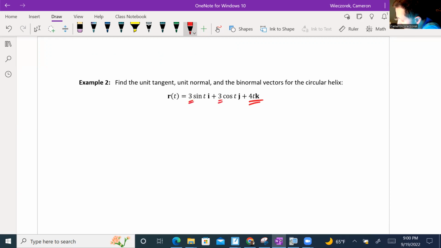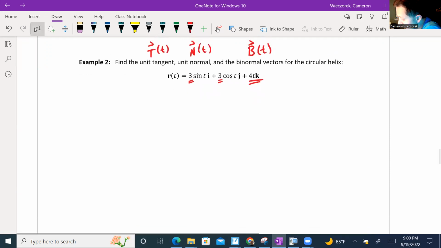So I want to calculate the unit tangent, T of t, the unit normal, N of t, and the binormal vector B of t for any general value of t. Sometimes you might have to calculate it at a specific value of t. This is just giving us a general formula for capital T, capital N, and capital B. So let's start with the unit tangent.